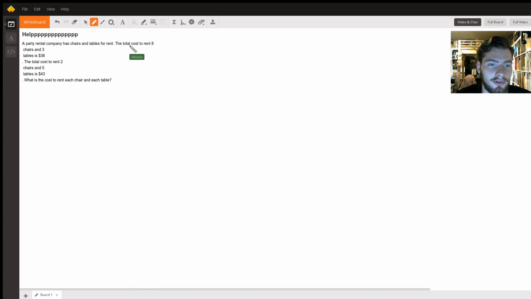The total cost to rent 8 chairs and 3 tables is $36. So we can write that as 8c plus 3t is equal to 36. And then the total cost to rent 2 chairs, so go ahead and write 2c plus 5t is equal to 43. So we've got 2 unknowns and 2 equations, so this should work.